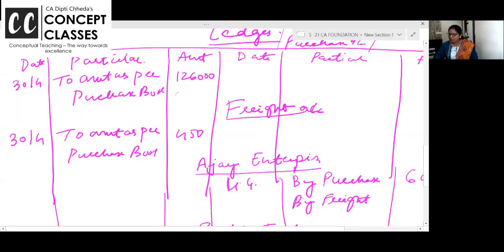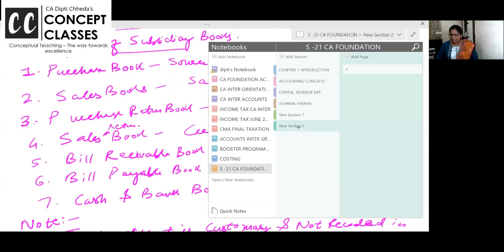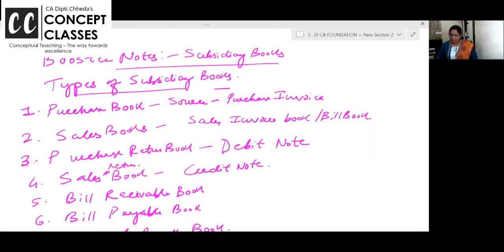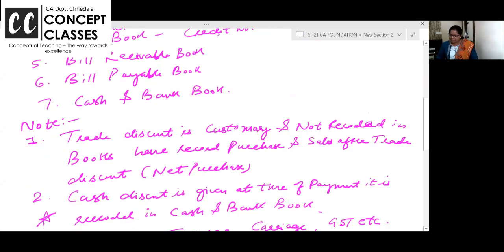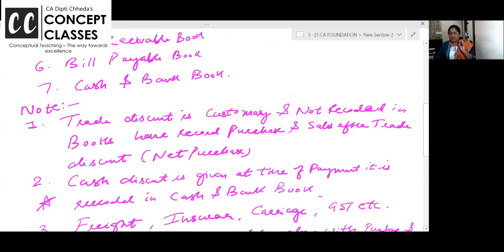I want to check, before we start, 1 second. I'll share the booster notes, what I gave you in the last class. I hope you know now what is a booster note. It's a separate book wherein we are writing all the concepts. See, purchase, sales book, purchase return, sales return. Okay, trade discount is customary. It is not recorded in books. So if I sell you at 110 rupees, the discount I'm giving you, you will record purchases as 90.